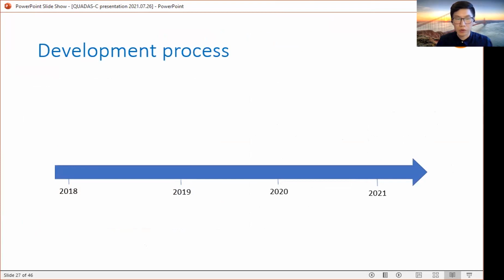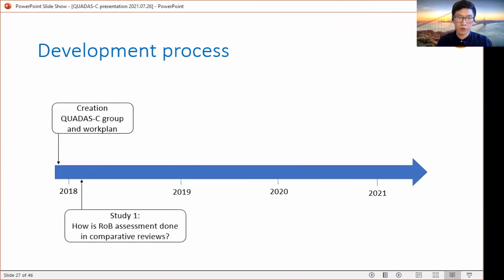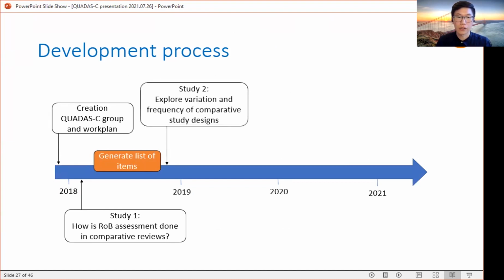That happened about 3 years ago, establishing the group and thinking of a work plan. The first study that we did was to examine how risk of bias assessment was done in existing systematic reviews. And then we together generated a list of potential sources of bias that could be relevant for comparative accuracy studies. A second study we did was looking at the variation and frequency of different comparative study designs.